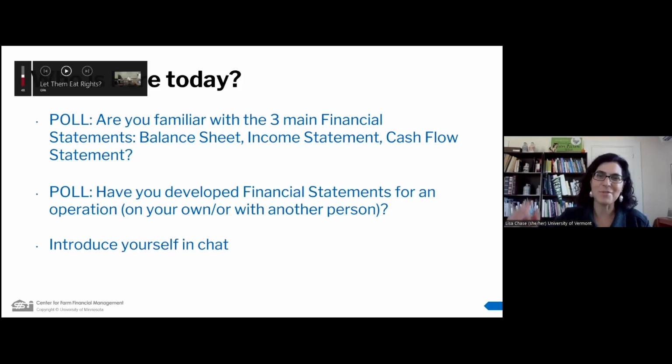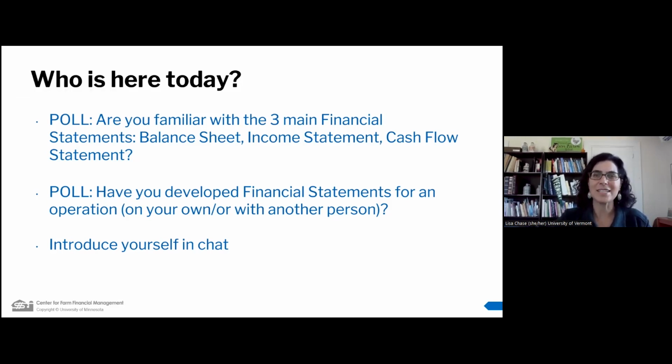And now I'm going to turn it over to Curtis first to talk about the financial section in AgPlan and financials in general for agritourism enterprises.